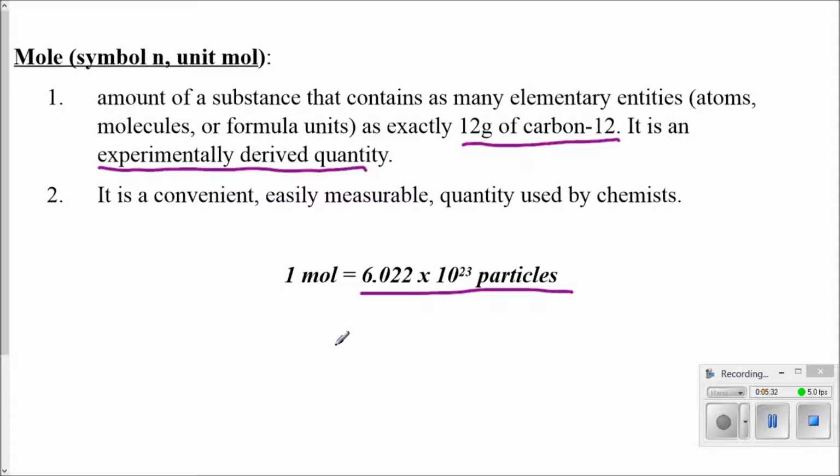It's a smaller number. Now take a look at the tip of your pencil right now. The tip of your pencil actually contains like a quadrillion atoms. So that's not a very easy number to work with, but it might only contain something like 3 or 4 moles. So it's a smaller number. By using a mole, it makes numbers small.